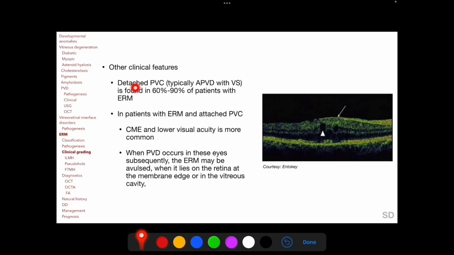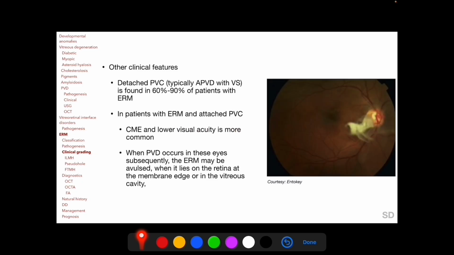A detached posterior vitreous cortex, typically an anomalous posterior vitreous detachment with vitreoschisis, is found in the majority of patients with an epiretinal membrane, and this is very important to remember. In the remaining patients with an ERM and an attached posterior vitreous cortex, cystoid macular edema, as seen here in this OCT image, and lower visual acuity are more common. And when a posterior vitreous detachment occurs subsequently in these eyes, the epiretinal membrane may be spontaneously avulsed, as shown here in this color photograph.